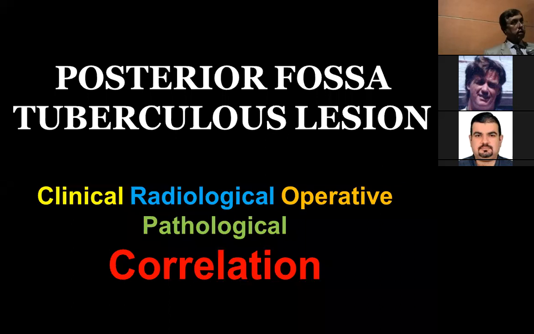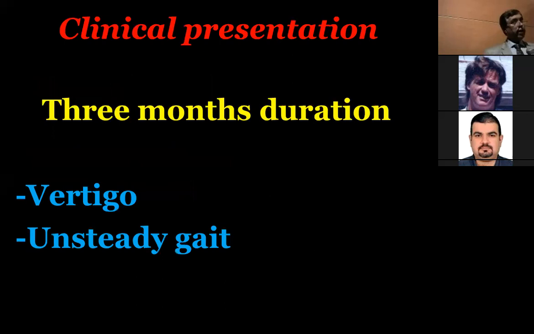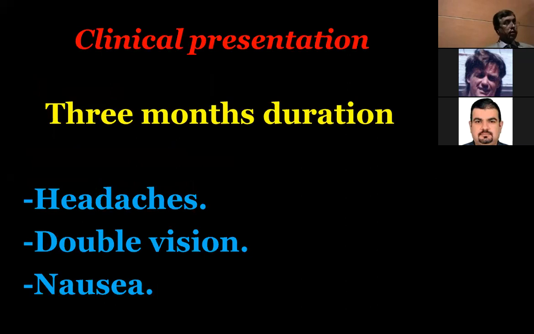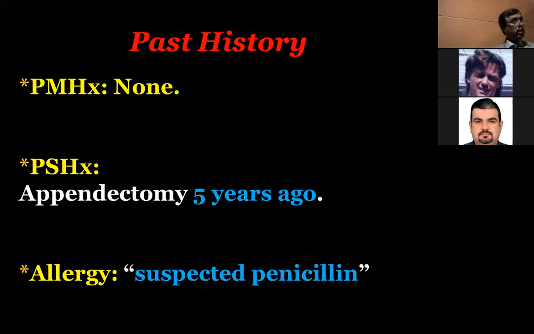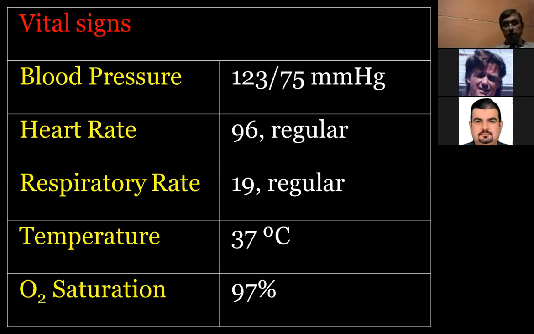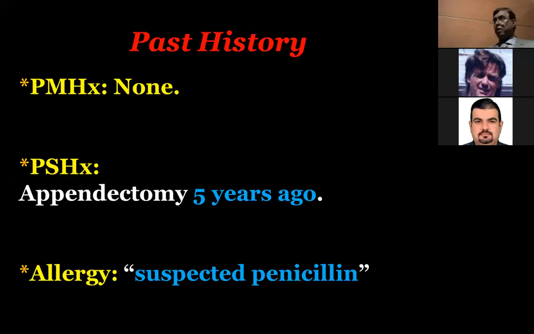This is a patient, 31-year-old from Yemen. He came with a 3-month history of vertigo and unsteady gait. And then also he complained of headaches with diplopia and nausea. Nothing in the past history, just appendix a long time ago. And I wanted to say this because there's no history of TB in his family, and he had no TB in his body anywhere else. So this was a primary tuberculosis without pulmonary TB in him or in his family.